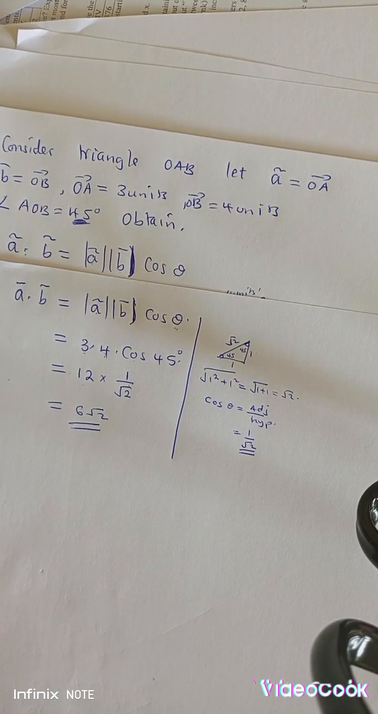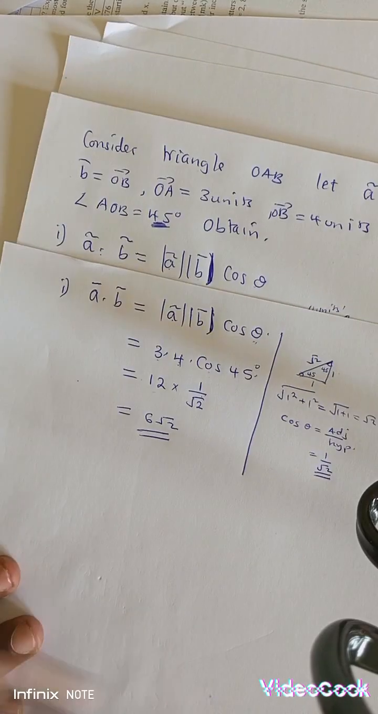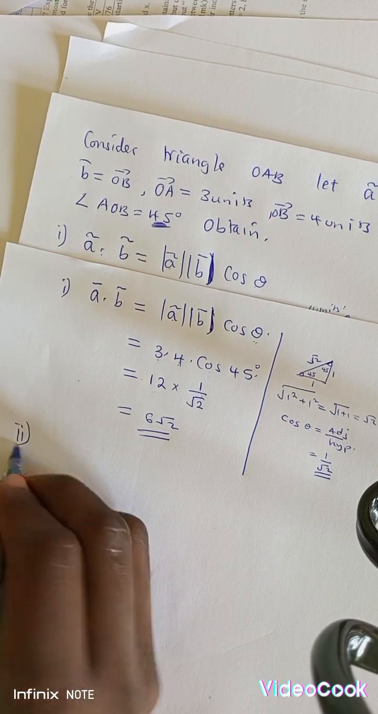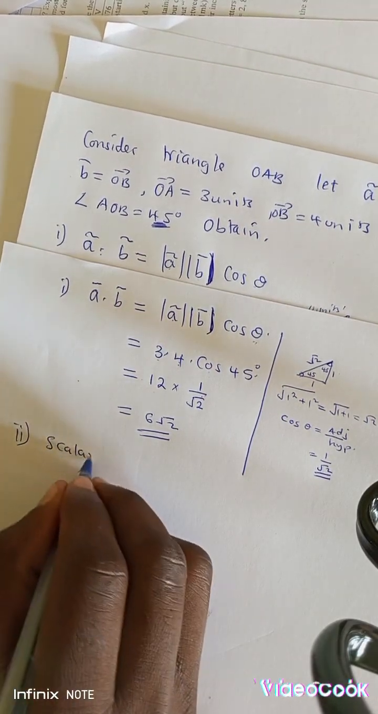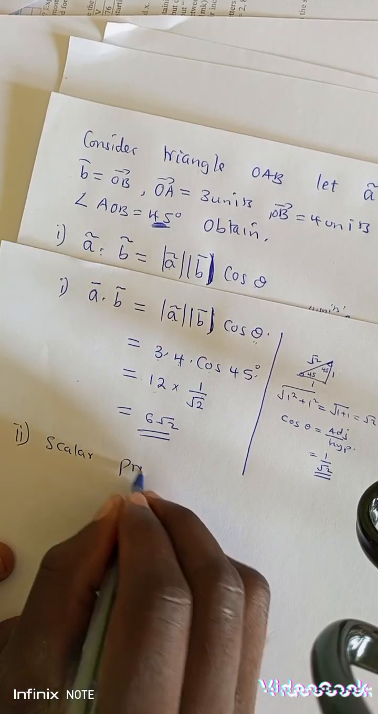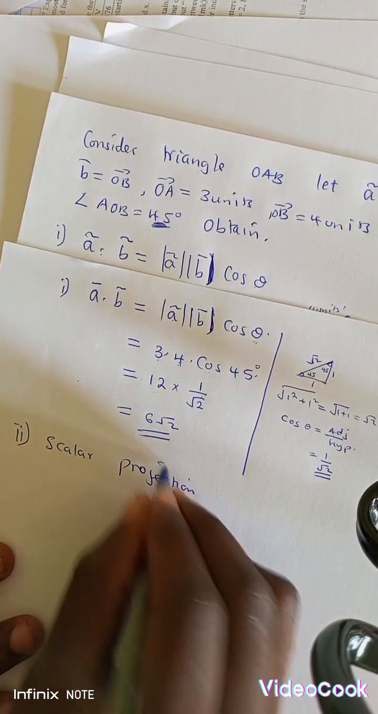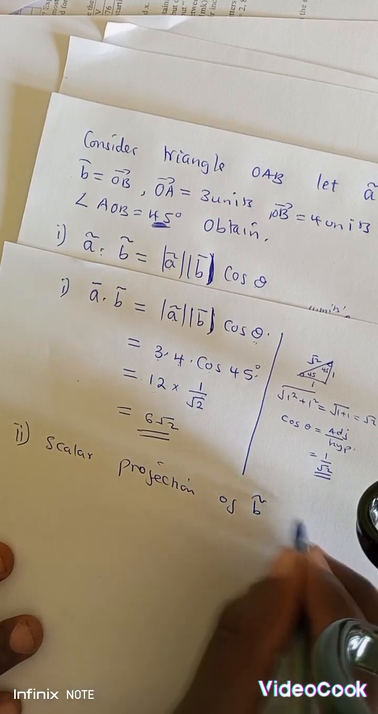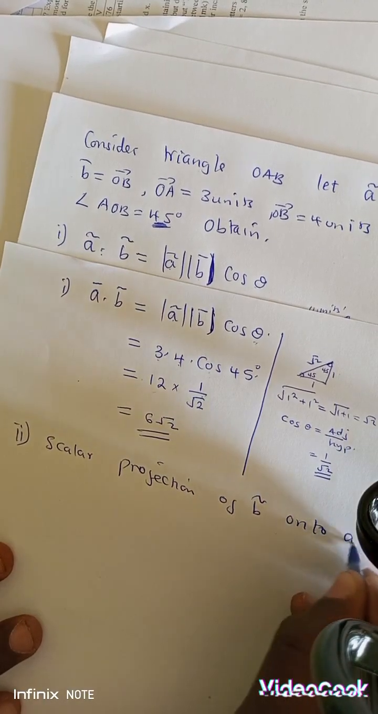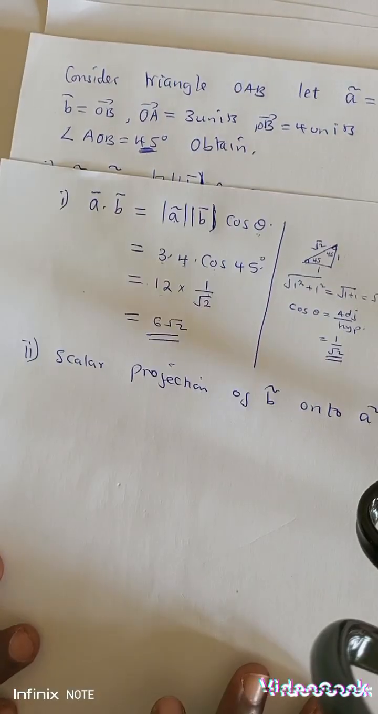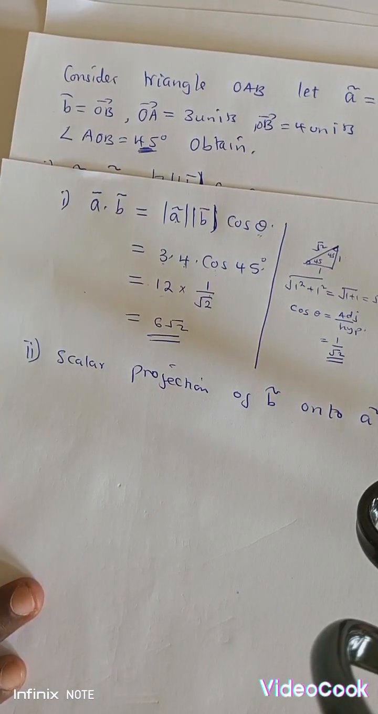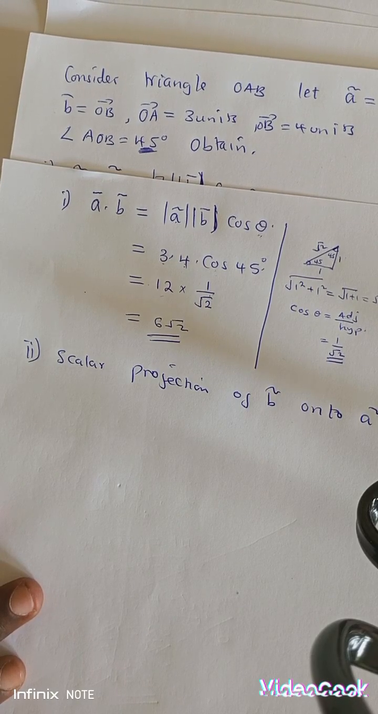Let us meet in our next video where we shall be tackling the second part of this particular question, that is Roman 2, which reads determining the scalar projection of B onto A. That is our next question. Determining the scalar projection of B onto A, it's also very simple.